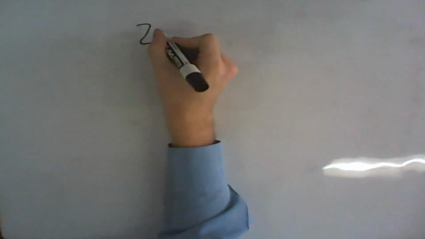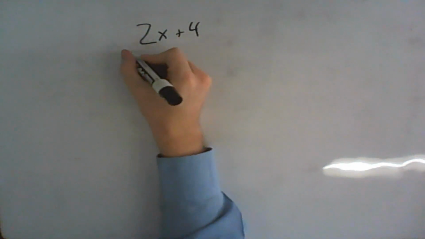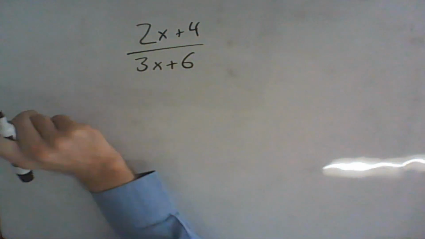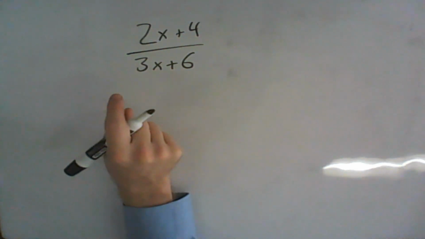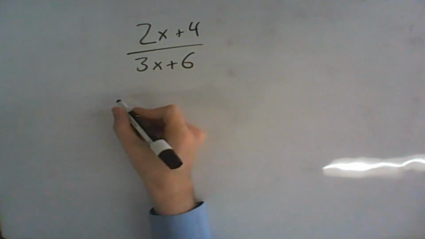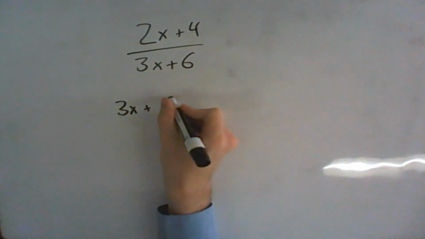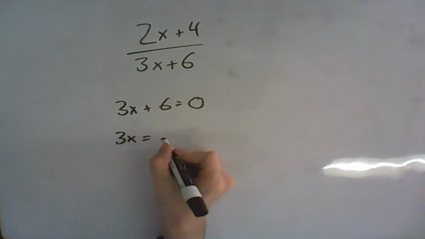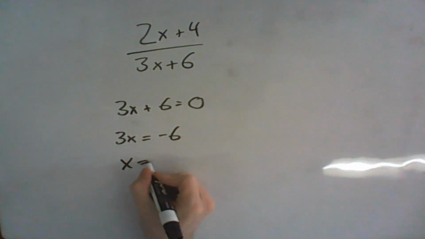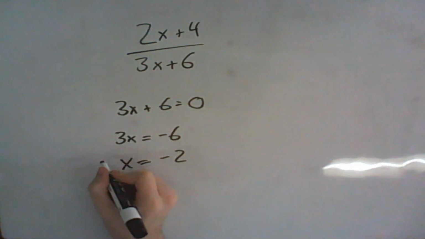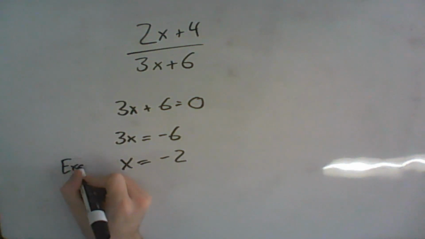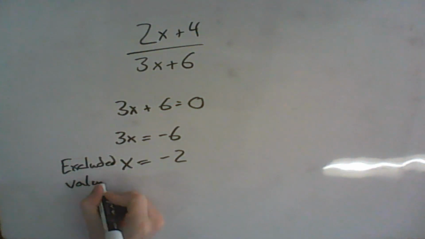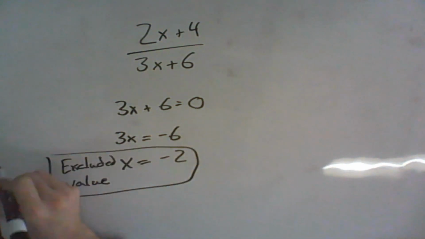If we have 2x plus 4 over 3x plus 6, our first step is to find the excluded value. So our excluded value is where 3x plus 6 equals 0. So 3x equals negative 6, x equals negative 2. So this is our excluded value. That's our first step.